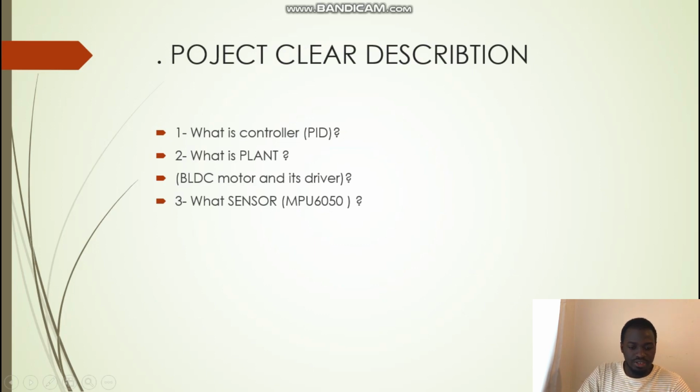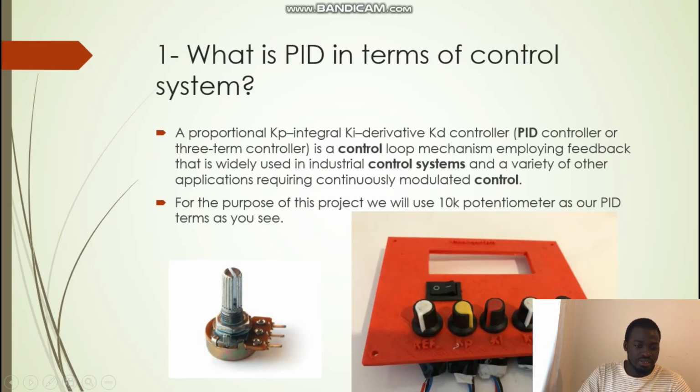What is PID in terms of control system, what is plant, and what are sensors as well. So let's have an idea about this. A PID is nothing else than proportional, which stands for P, sometimes KP as well, and integral, I for KI as well, and derivative terms for D or KD controllers.